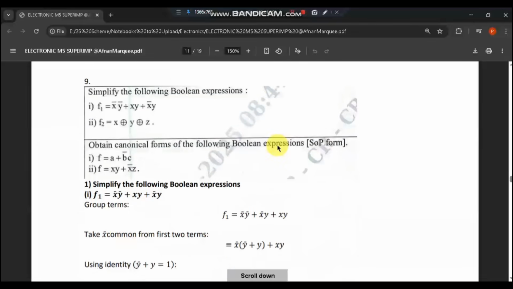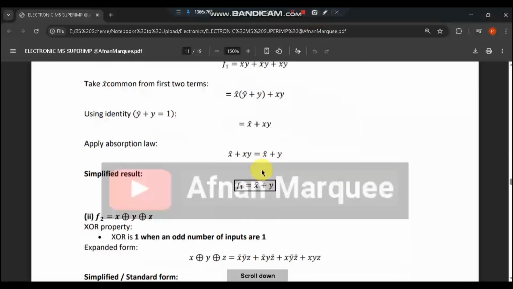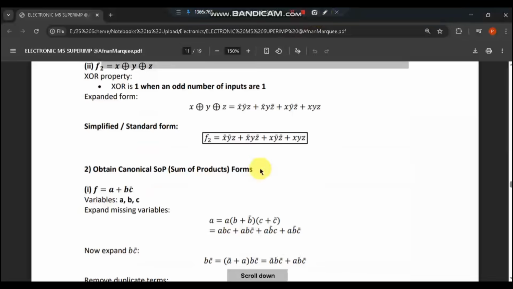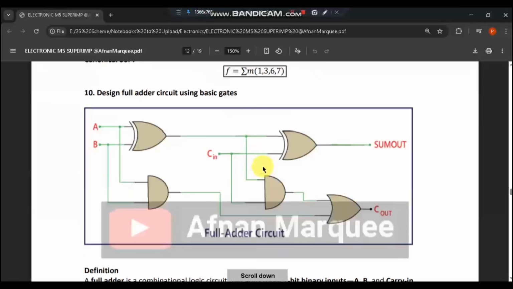Okay, next one is simplify the following Boolean expressions. Boolean expressions are given. Obtain the canonical forms. So here are all the canonical forms that you need to do. The SOP form, the POS form, all of these things are important. And the questions included here are from the previous papers and the model question paper. So don't miss any of these questions. These are the most important ones.